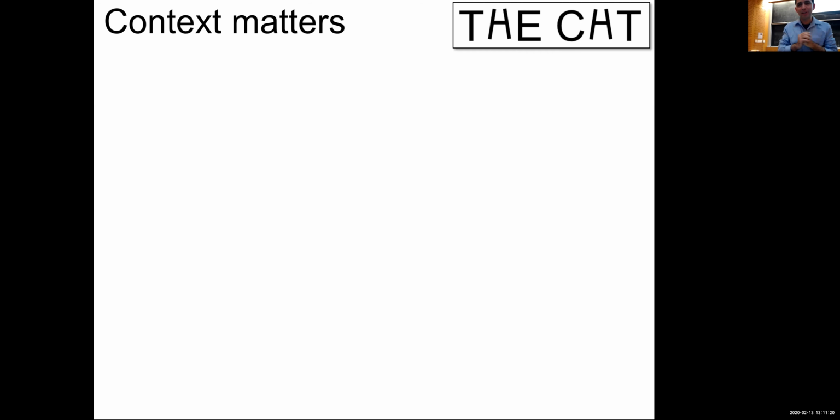All right, so what happened here? Context matters. This is exactly the same character, and yet you said "the cat." So this character and that character are exactly identical. Okay, that was easy, right? Everybody's like, oh, I should have volunteered for the first one.